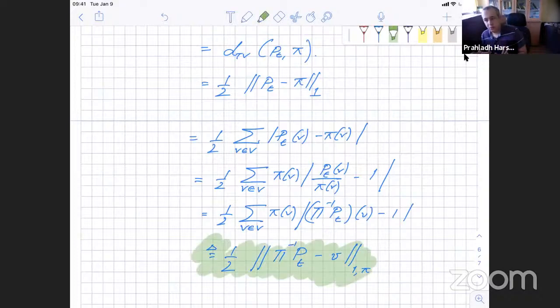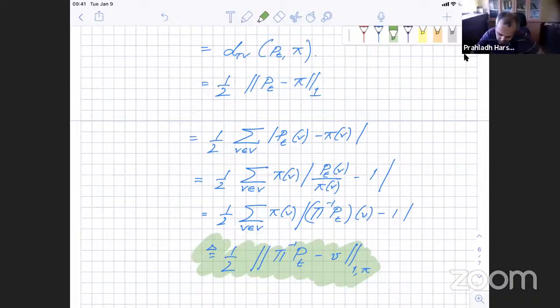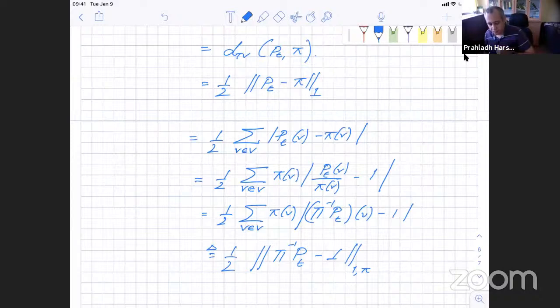Is this definition okay? There is no v there, sorry, that's just the all ones vector. It's convenient to work with this.